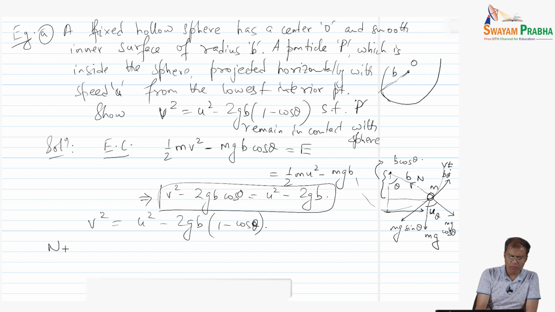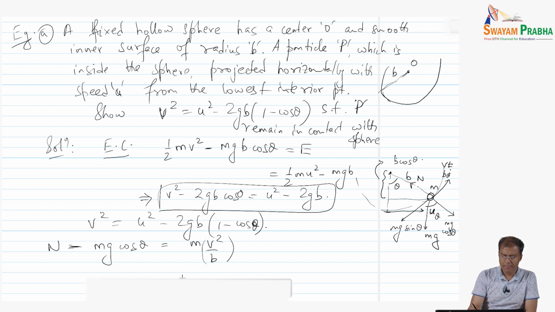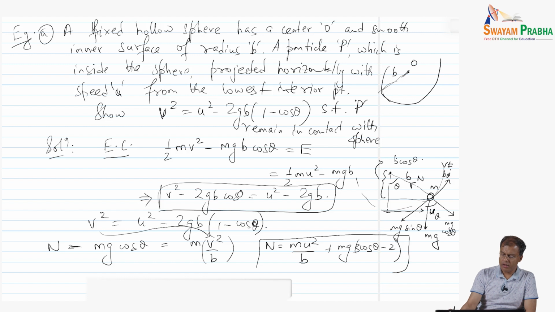We can also find what the normal reaction force is. So N minus mg cos theta, that is the net force acting along the radial direction, has to be equal to the radial acceleration, mv square by b, right? And we can plug in this formula for v square, and we get that the reaction force comes out to be mu square by b plus mg (3 cos theta minus 2), right? So that is my normal reaction force.